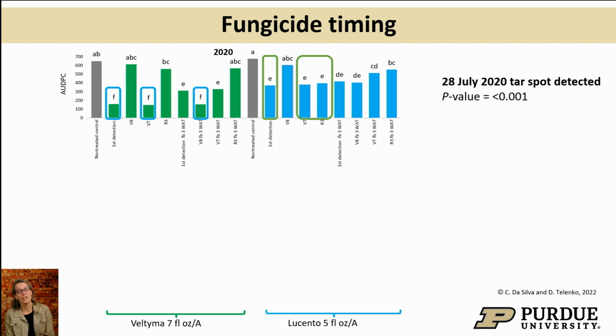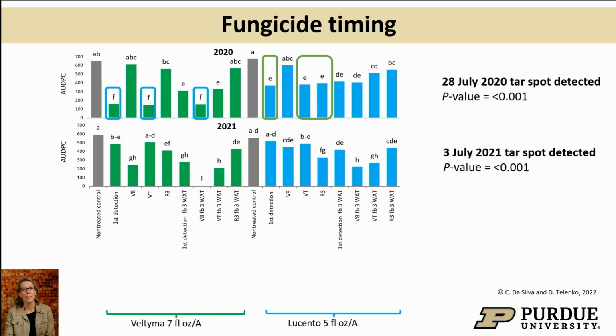When we look at Lucento, the application at the first detection, or at VT or R3, that single application did best at controlling the disease. When we look at the data from 2021, you'll remember that in that year, tar spot was detected very early on. They had a lot of moisture at the beginning. And in both cases, that V8 application followed by the 3 weeks after treatment was best at reducing the disease for both of those products.